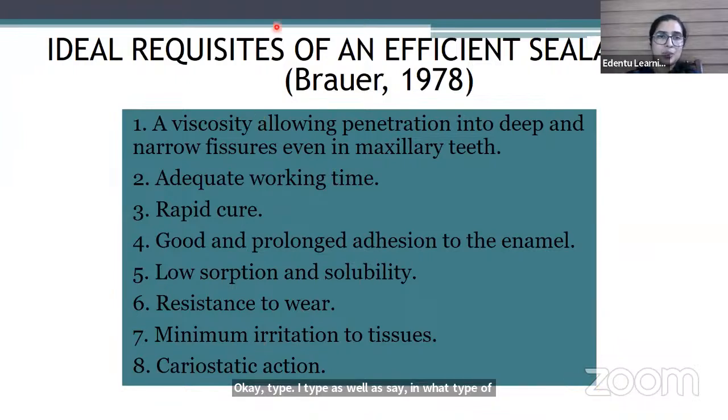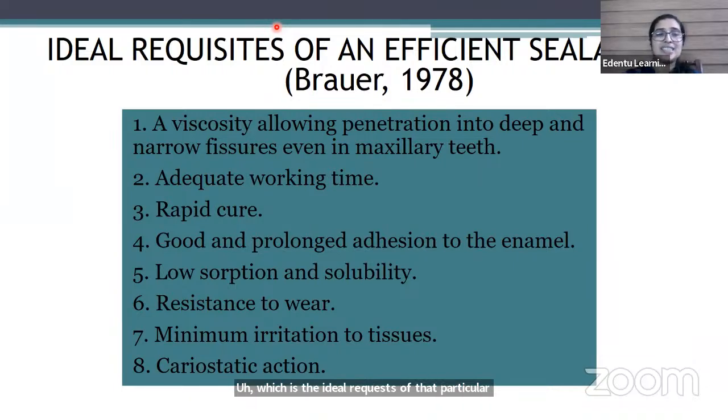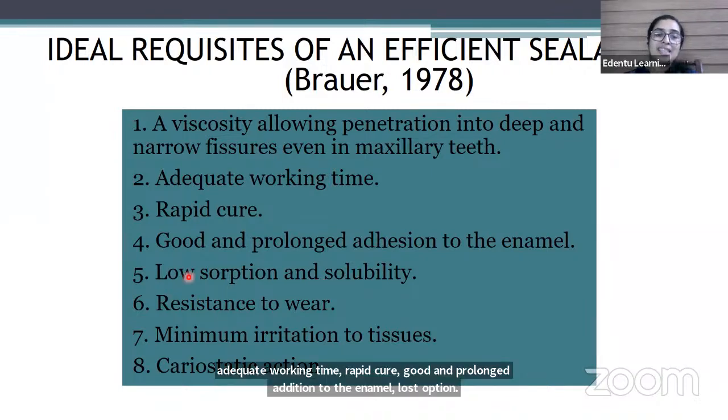As I told, if they are asking about a particular material, whatever we have been using, let it be an obturating material or a sealant material, always make sure that you have a heading which is the ideal requisites of that particular material. The ideal requisites of an efficient sealant are that it should have a viscosity that allows penetration into the deep as well as the narrow fissures, adequate working time, rapid cure, good and prolonged adhesion to the enamel, low sorption and solubility, resistance to wear, minimum irritation to the tissues, and also a cariostatic action.